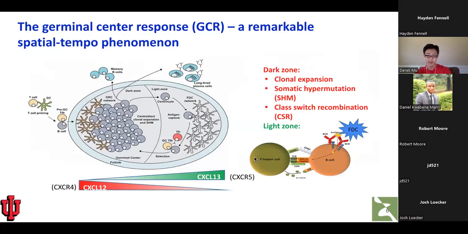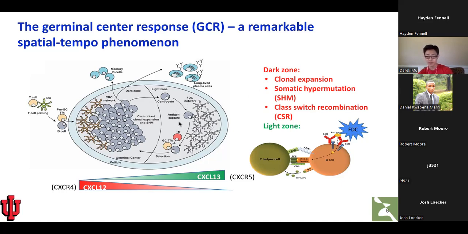So in the GCR, B cells travel back and forth between the dark and the light zones by the chemoattractant gradients CXCL12 and CXCL13. Newly activated B cells start in the dark zone of the germinal center on the left. And in the dark zone, the B cells undergo proliferation by clonal expansion, somatic hypermutation, and class switch recombination, which is just to change the isotype of their BCR from IgM to IgG or IgA or IgE. And the B cells then follow the CXCL13 chemoattractant gradient to the light zone on the right, where they undergo a process of positive selection.